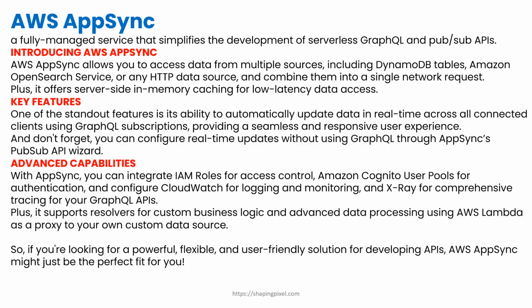With AppSync, you can integrate IAM roles for access control, Amazon Cognito user pools for authentication, and configure CloudWatch for logging and monitoring, and X-Ray for comprehensive tracing for your GraphQL APIs. Plus, it supports resolvers for custom business logic and advanced data processing using AWS Lambda as a proxy to your own custom data source. So, if you're looking for a powerful, flexible, and user friendly solution for developing APIs, AWS AppSync might just be the perfect fit for you.